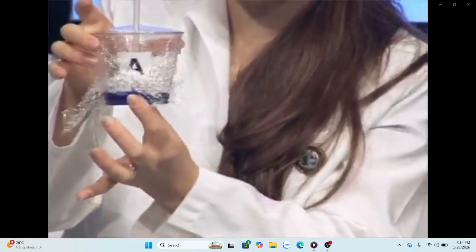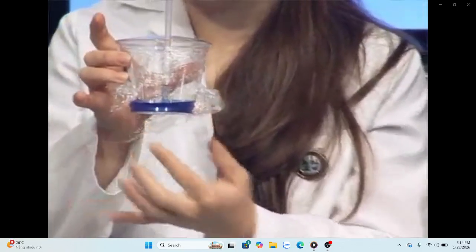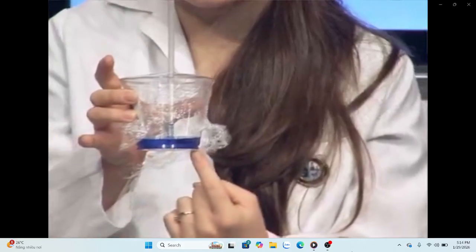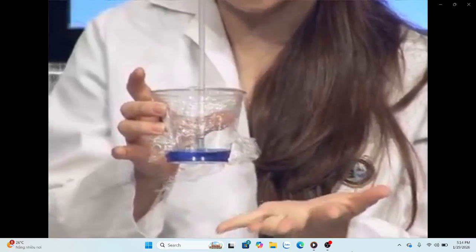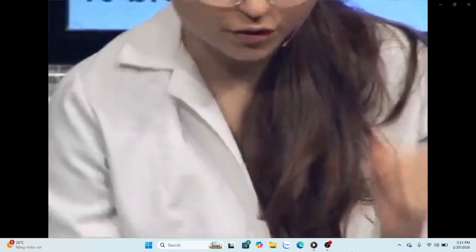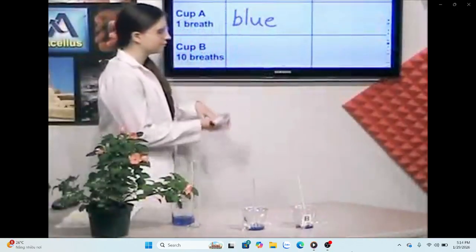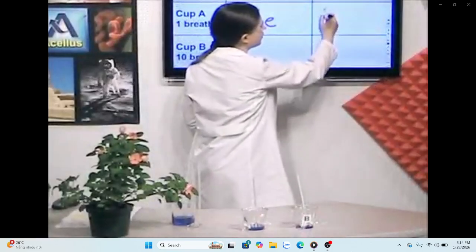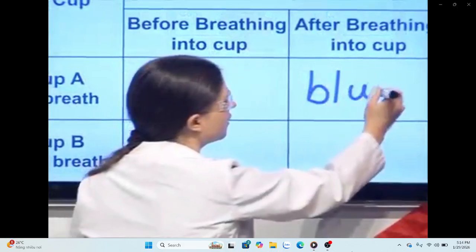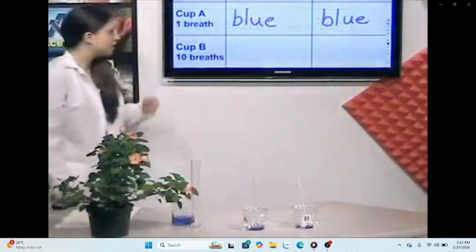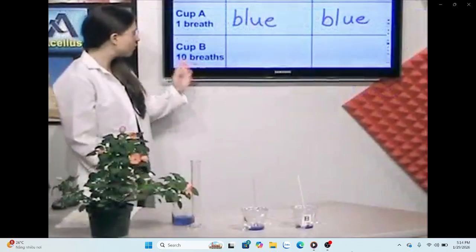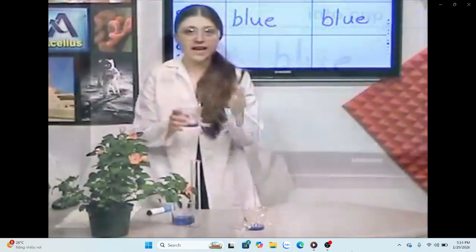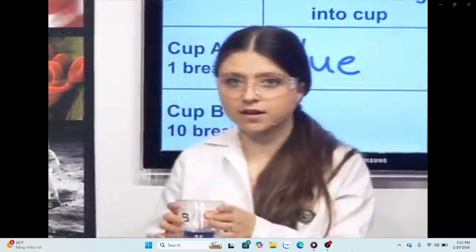Now I want you to look closely at the color. Has the color changed? It still is blue. So we need to fill that fact into our table. It's still blue. So after breathing into the cup, the solution is still the color blue. Now we need to do cup B, and this time we'll put in 10 breaths. So if you think about it, we're going to put in 10 times as much carbon dioxide.